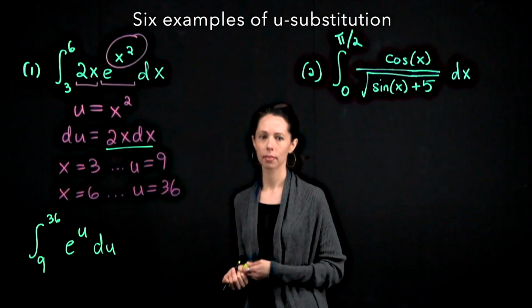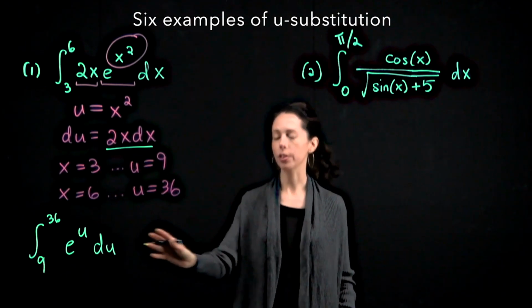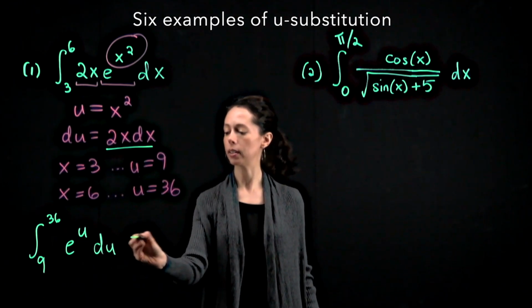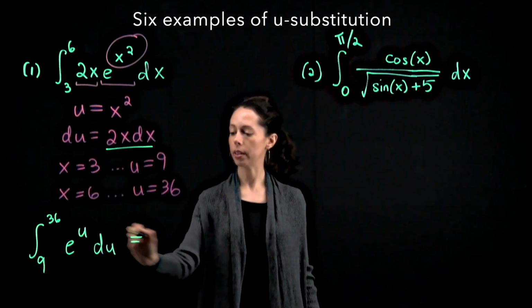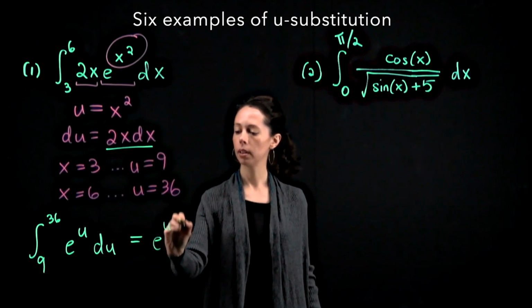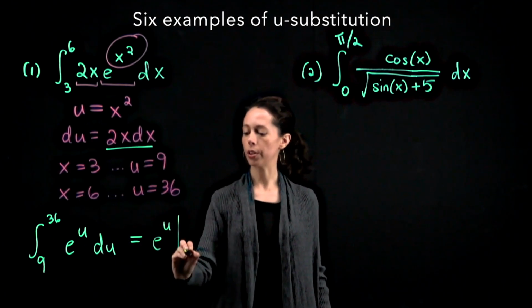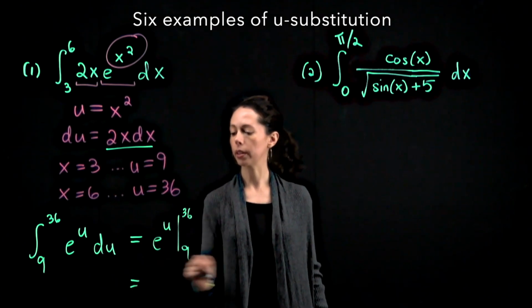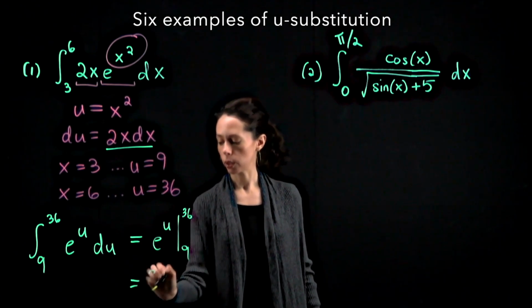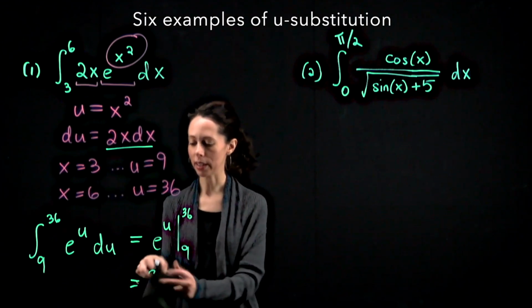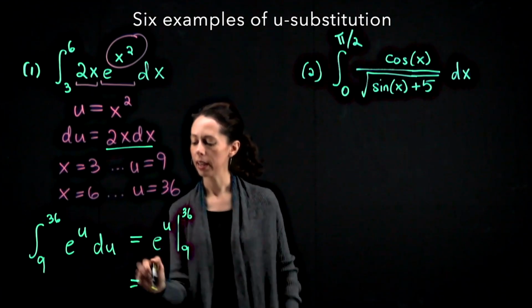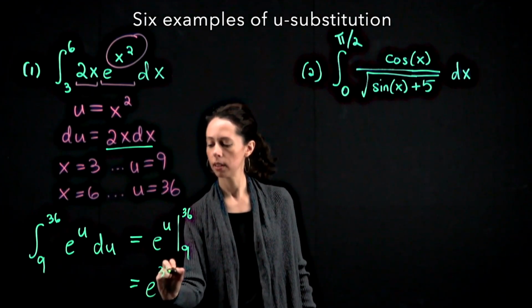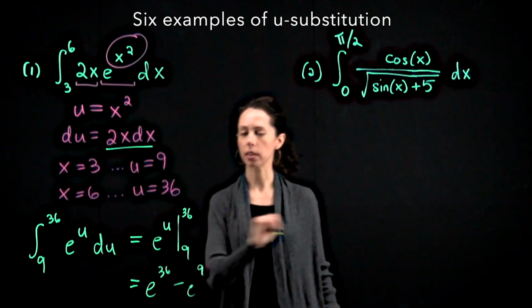like that. Now the idea with u-substitution is that after doing the substitution, it's something easier to integrate. So the antiderivative of e to the u is e to the u, and then my bounds for u go from 9 to 36. So with the fundamental theorem of calculus, we conclude that this integral is going to be e to the 36 minus e to the 9, which is some really large number.